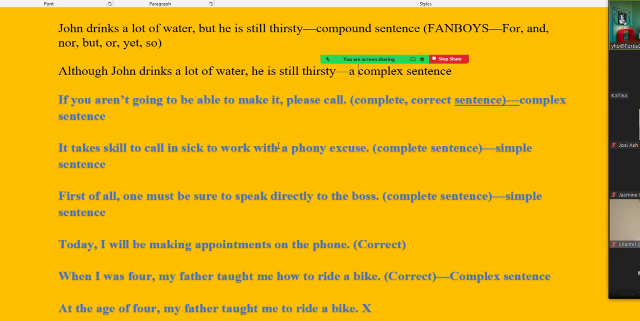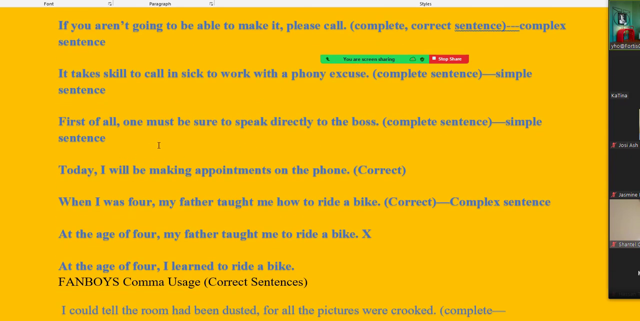Does everyone get that? First of all, one must be sure to speak directly to the boss. So this is a simple sentence. They're going to ask you on the quiz, is this sentence simple, compound, or complex? Then they're going to have A, simple sentence, B, compound sentence, C, complex sentence. So that's why I'm going over this. Anyway, first of all, one must be sure to speak directly to the boss. This is a simple sentence because you have subject, verb, and object.